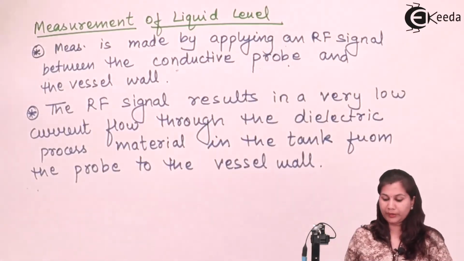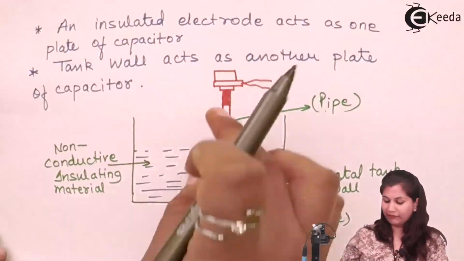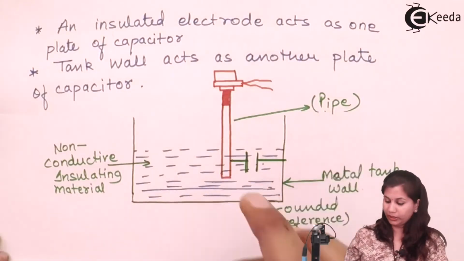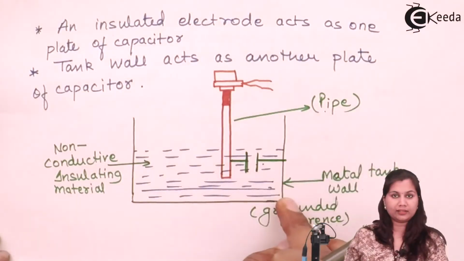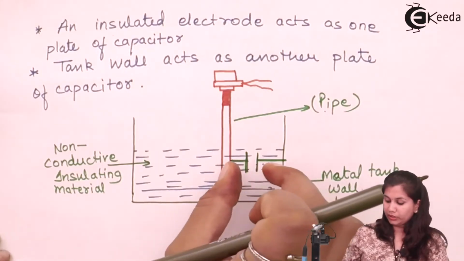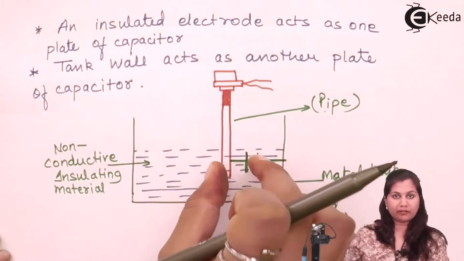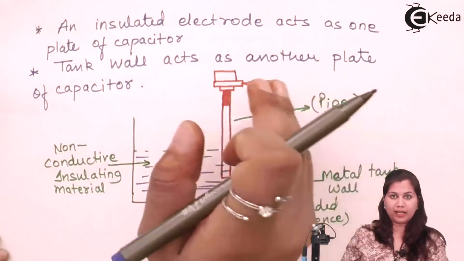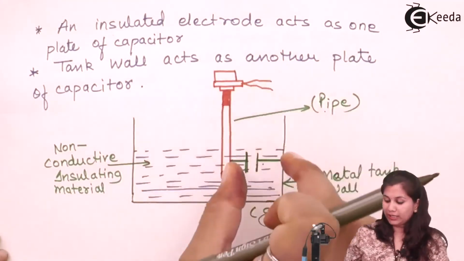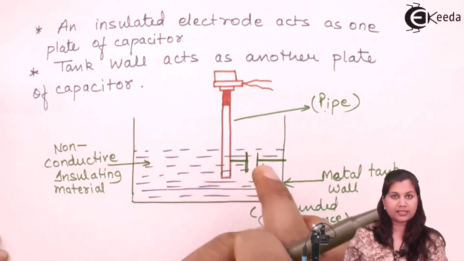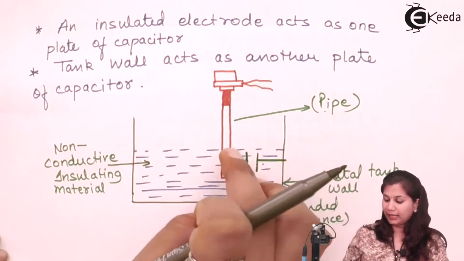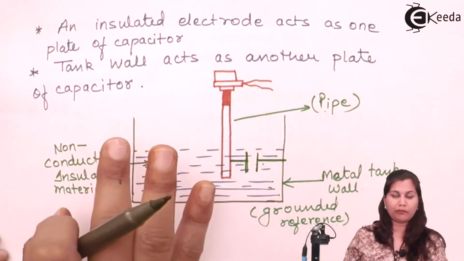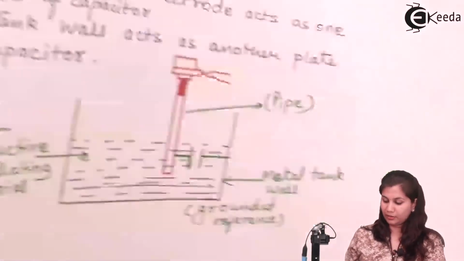So in the diagram you can see that we have this probe and we have the tank wall. These are acting as the two electrodes of the capacitor. In between them we are applying the RF signal. Due to that RF signal, a small current starts flowing, and that current can be measured with the help of an electric circuit.